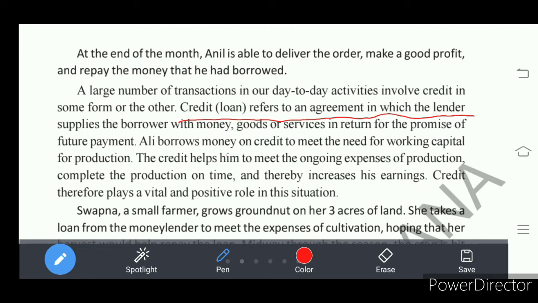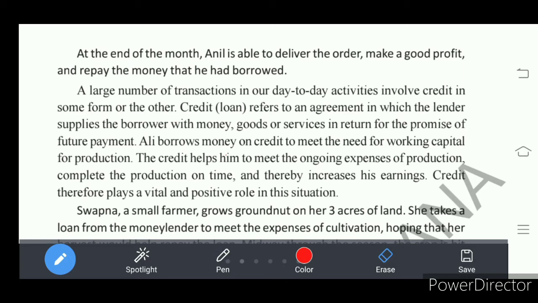So in this way we see that credit refers to an agreement between lender and borrower for getting money, or maybe goods and services, in return for the promise of a future payment. Okay, so this is the definition of credit. Understand, the other word for credit is loan. What is meant by loan? It is an agreement between the lender and borrower. Okay, the lender may be a money lender, a financial supporter, or maybe a banker also.